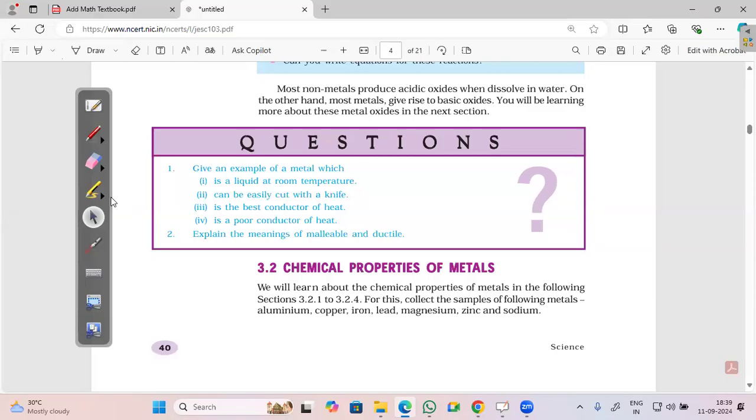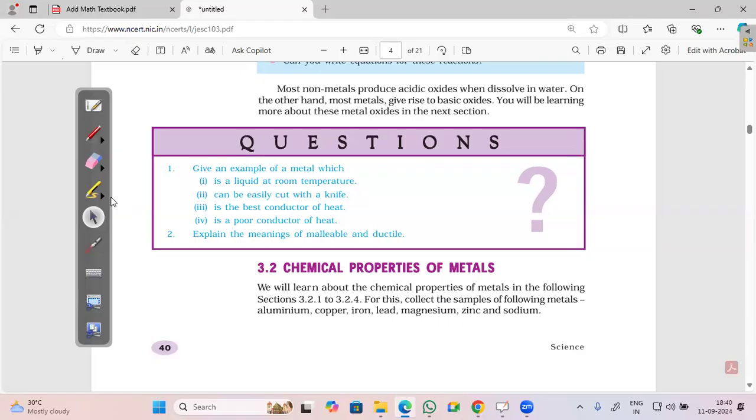Which metal is the best conductor of heat? Silver. Okay. Which is a poor conductor of heat? A metal which is a poor conductor of heat. Dharya? Don't know, sir. Okay. A metal which is a poor conductor of heat.